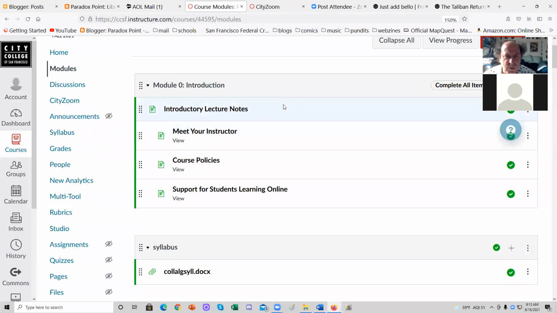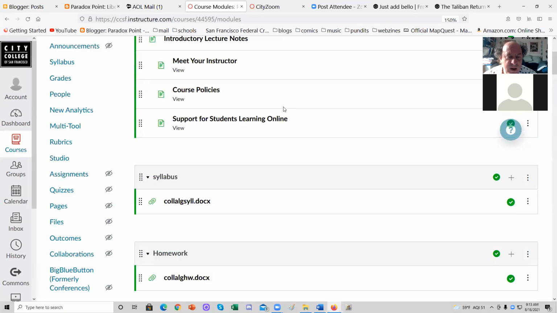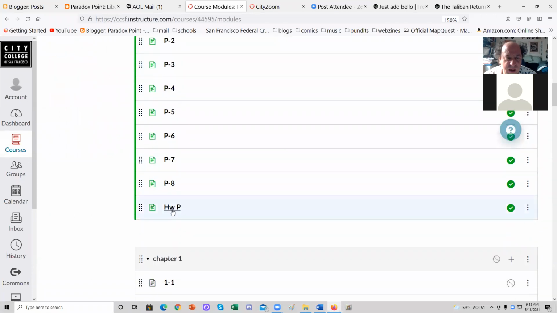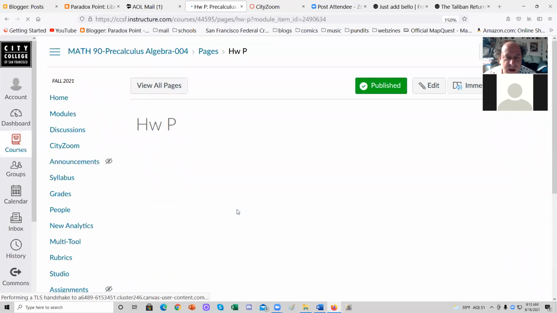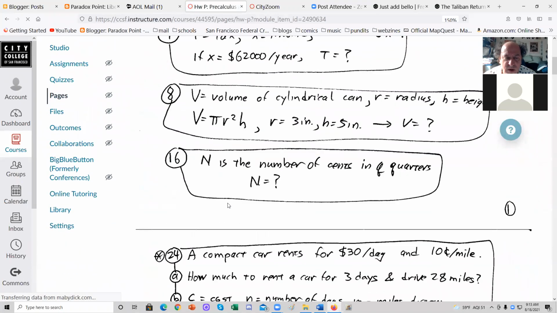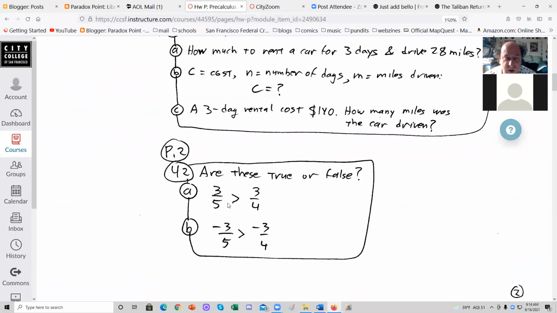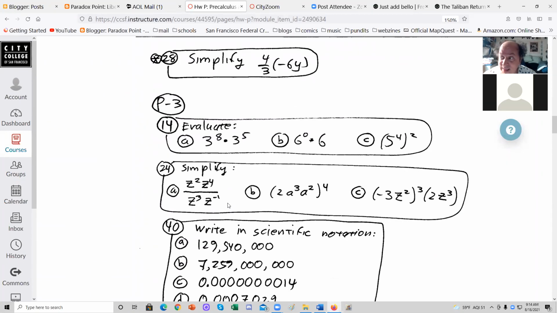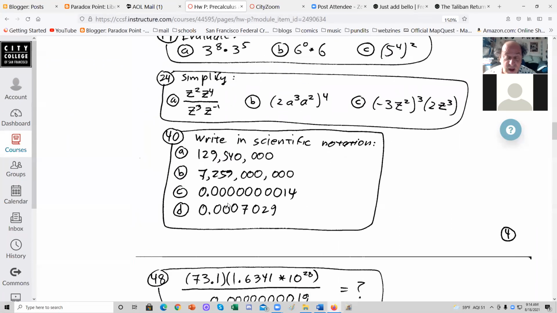Okay, a small change has been made. You'll see that in these chapter P modules, I've added a new module, homework P, and this is all the homework for chapter P, all written down for you to read. You don't, in short, need the evidently not so available textbook. So this should be the same as the homework assigned from edition 6, even though edition 7 appears to be the only one that's available.